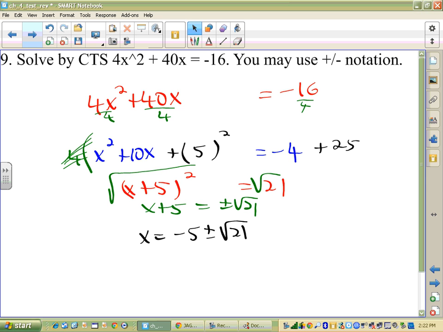When you're solving, you add and you add, because you're on opposite sides of the equation. For the other one, you're on the same side of the equation, so you add and subtract.